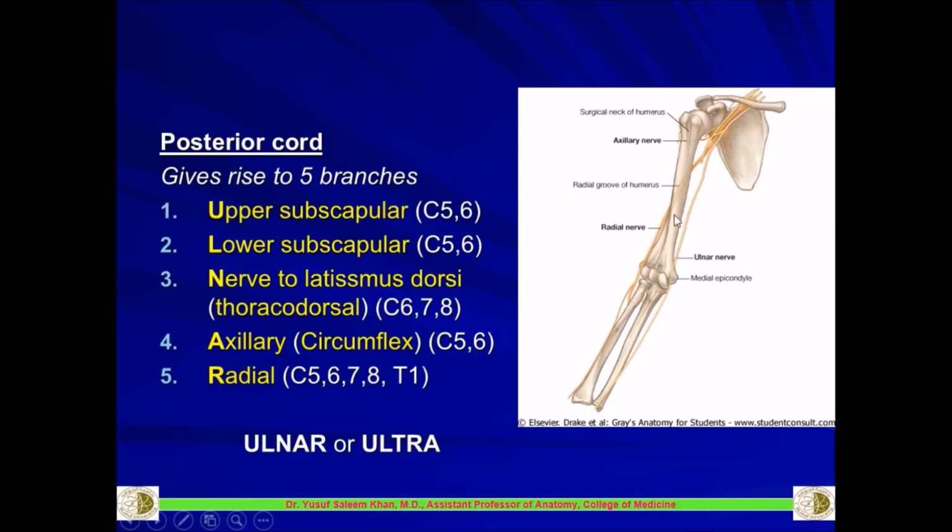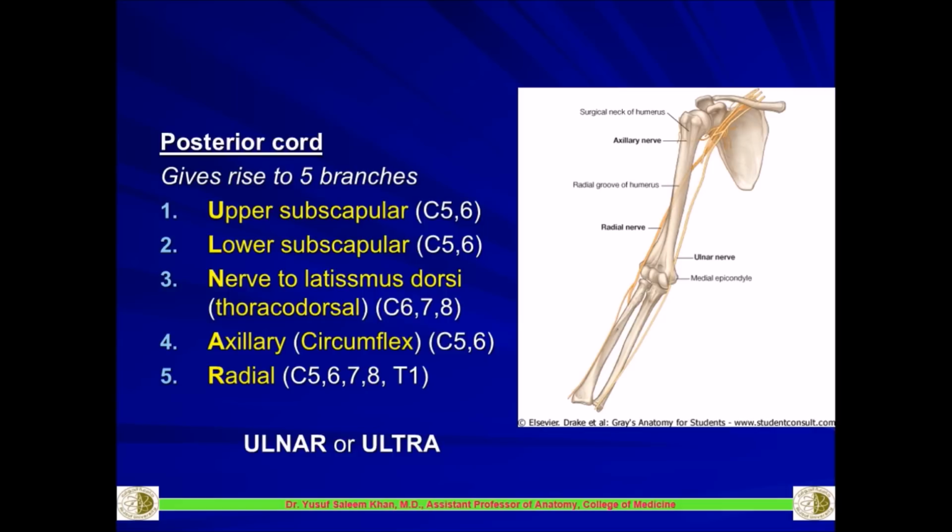Then we have a very important nerve which is called the radial nerve, which is mainly supplying the posterior compartment of the arm and the forearm and even the hand. So these are the important nerves. One is the radial nerve, then the axillary nerve. Then the other nerves are smaller nerves: upper subscapular, lower subscapular, as well as the nerve to the latissimus dorsi.